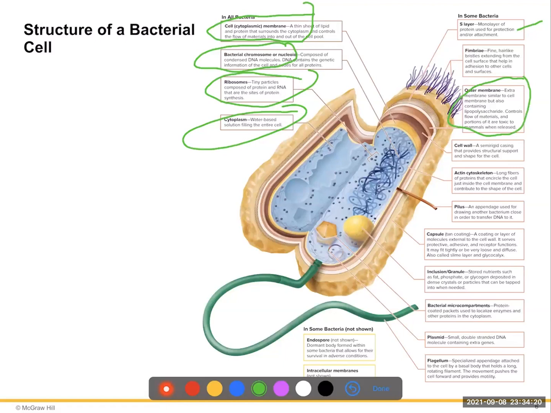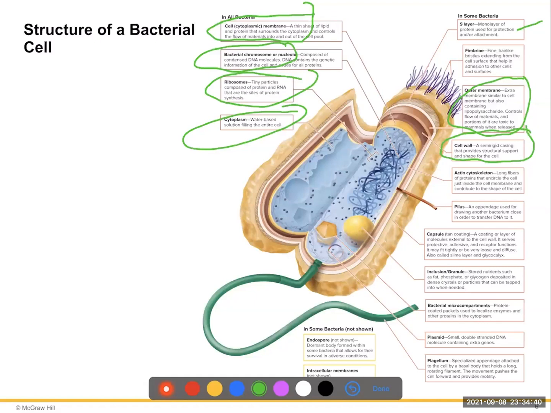A portion of this is toxic to mammals when it's released. That's usually some of your infections. You have a cell wall with bacteria. You do not have that in human cells. It's a semi-rigid portion around the cell that helps hold everything in and helps protect it. It helps determine the shape of the cell.